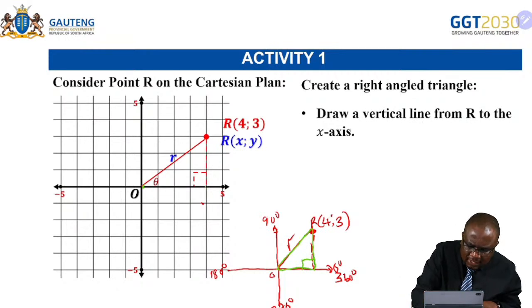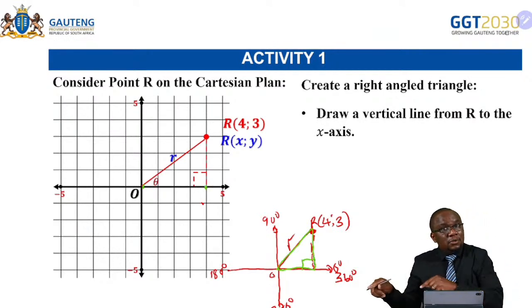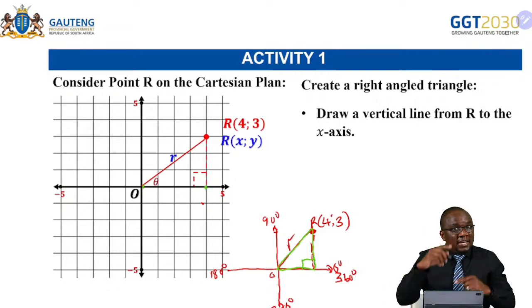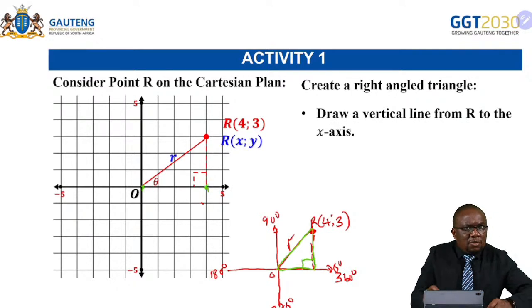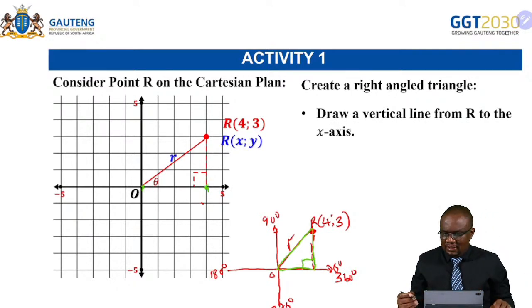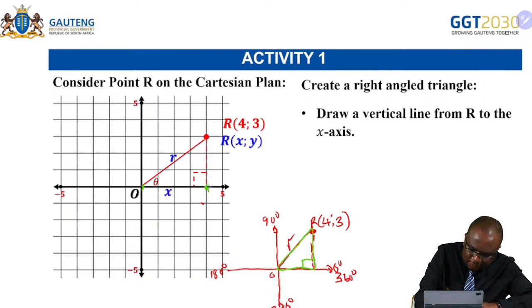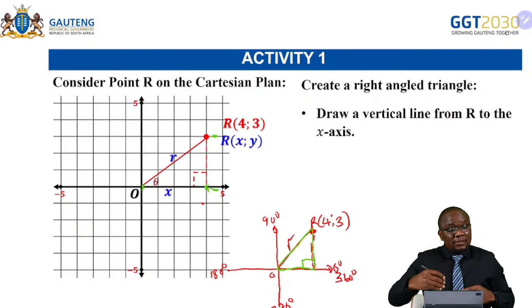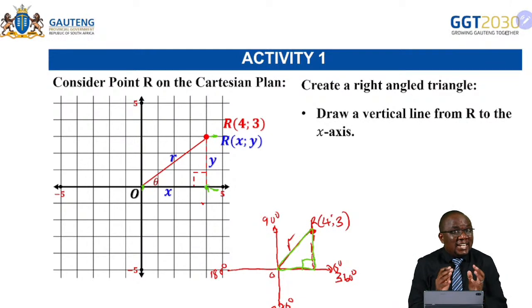Right. And then from here up to there, is it X or Y? Remember, I said X is horizontal. Y is vertical. So what is the distance from there up to there? Is it X or Y? The horizontal one. It is X. Do you see that? It is X. And then what about this one? This distance from this point up to there. What is it? The vertical one on the opposite side of theta. It is Y. Do you see that? Now we have a right angle triangle here.